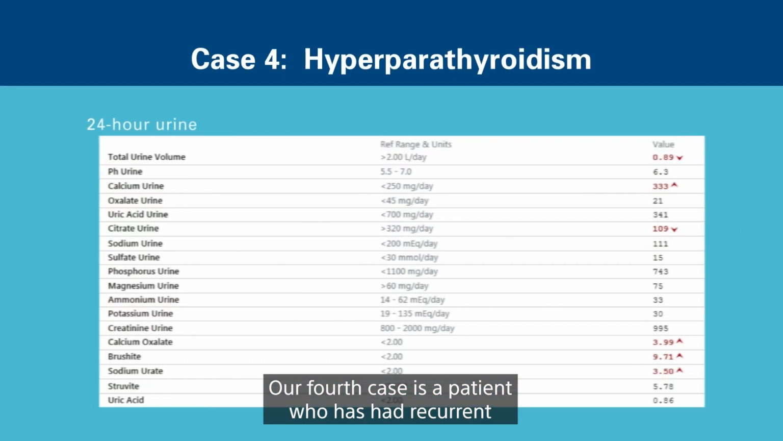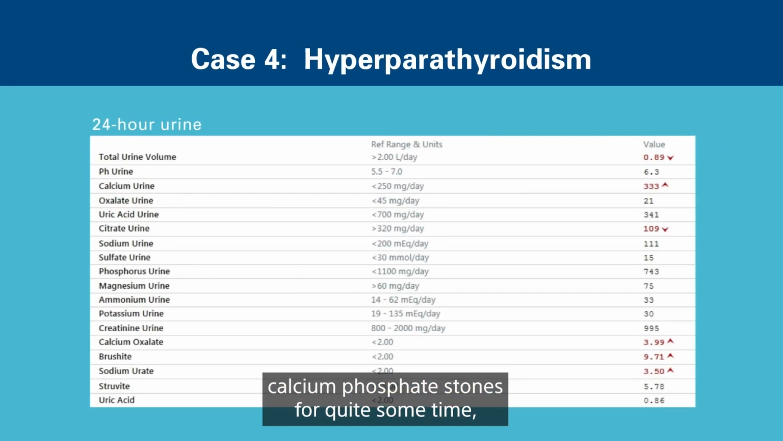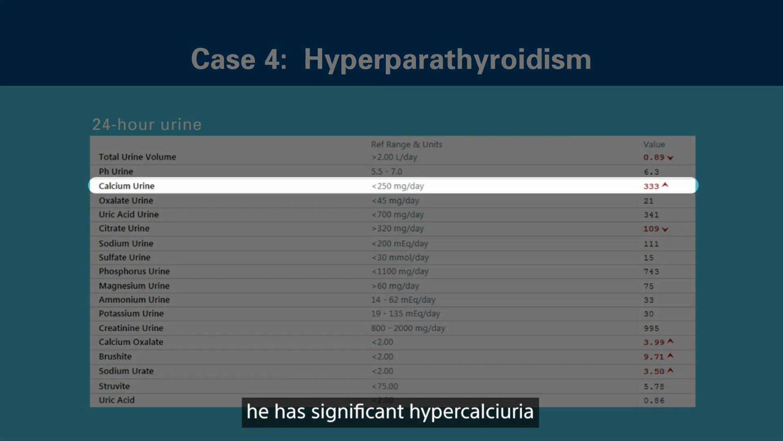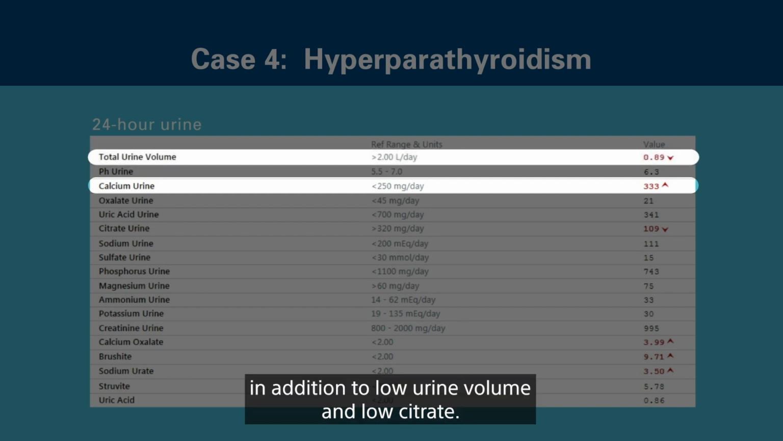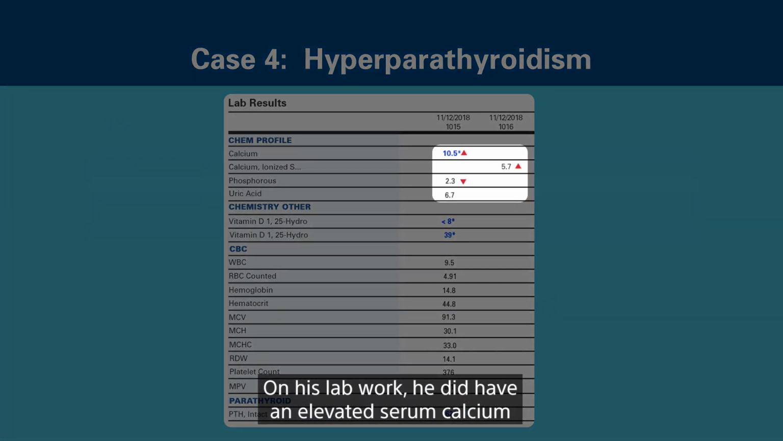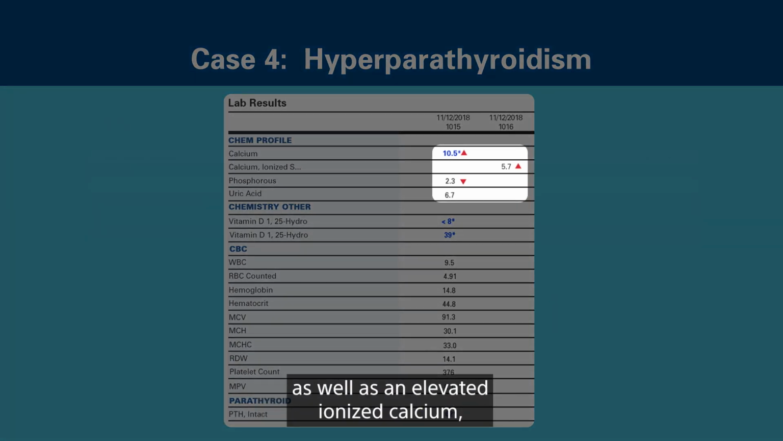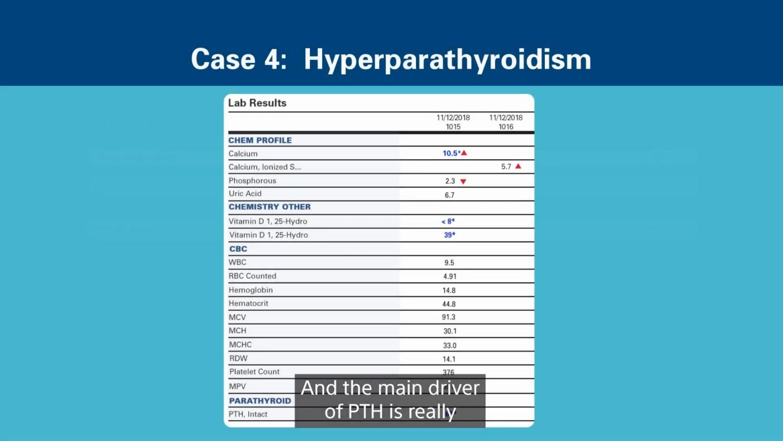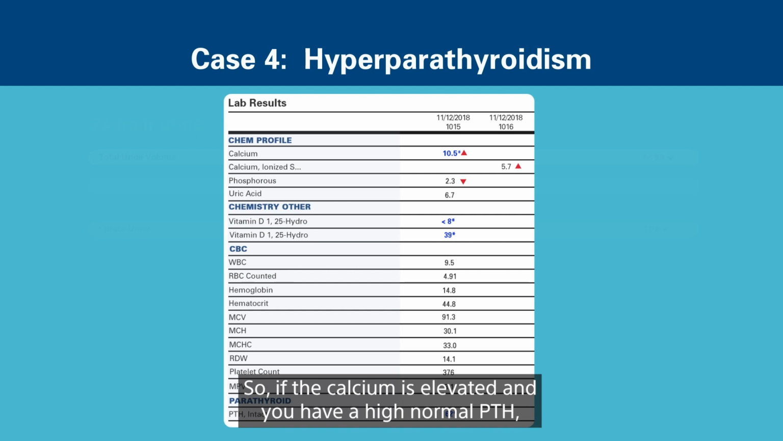Our fourth case is a patient who has had recurrent calcium phosphate stones for quite some time, and you can see on his 24-hour urine he has significant hypercalciuria in addition to low urine volume and low citrate. On his lab work, he did have an elevated serum calcium, as well as an elevated ionized calcium, low phosphorus, and a high normal PTH. The main driver of PTH is really the calcium. It is the main control. So if the calcium is elevated and you have a high normal PTH, you should always be suspicious of hyperparathyroidism.